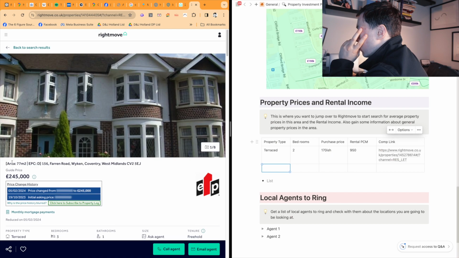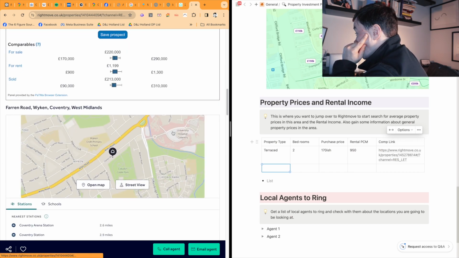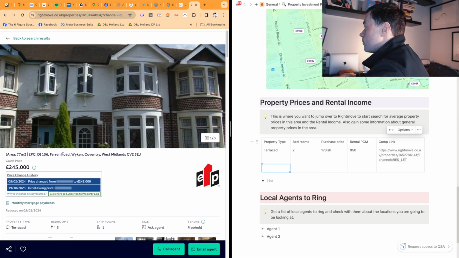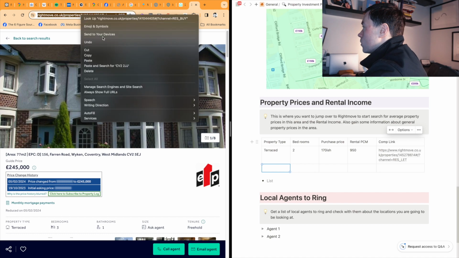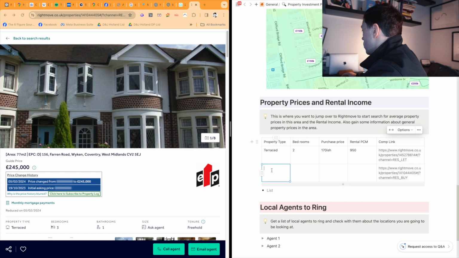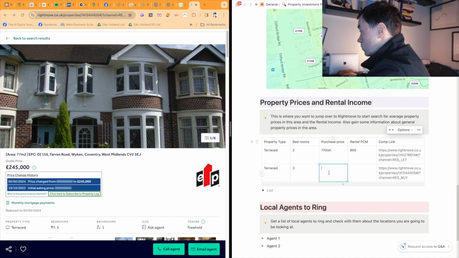There we go, Farron Way. Let's have a look where this is. Right, yeah, that's literally right by the university. So let's get the link for that. You want to get as many of these in this table as possible to give you comparables. So this is a terraced 3-bed, and that is on for 245. Now, this is just what's on the market.